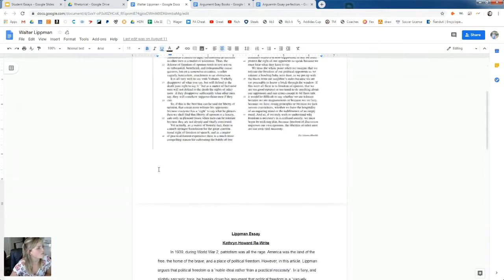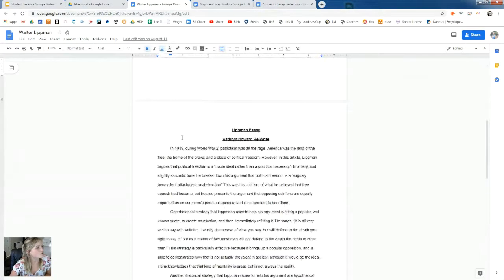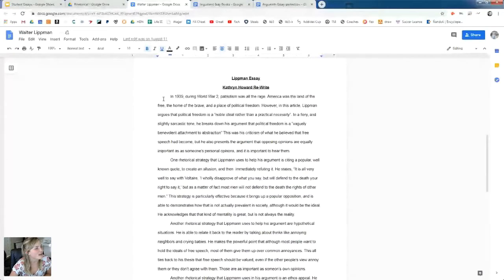Okay, so this is what I wrote, and this scored a 6, so just keep that in mind. In 1939, during World War II, patriotism was all the rage. America was the land of the free, the home of the brave, and a place of political freedom. However, in this article, Whitman argues that political freedom is a noble ideal rather than a practical necessity.